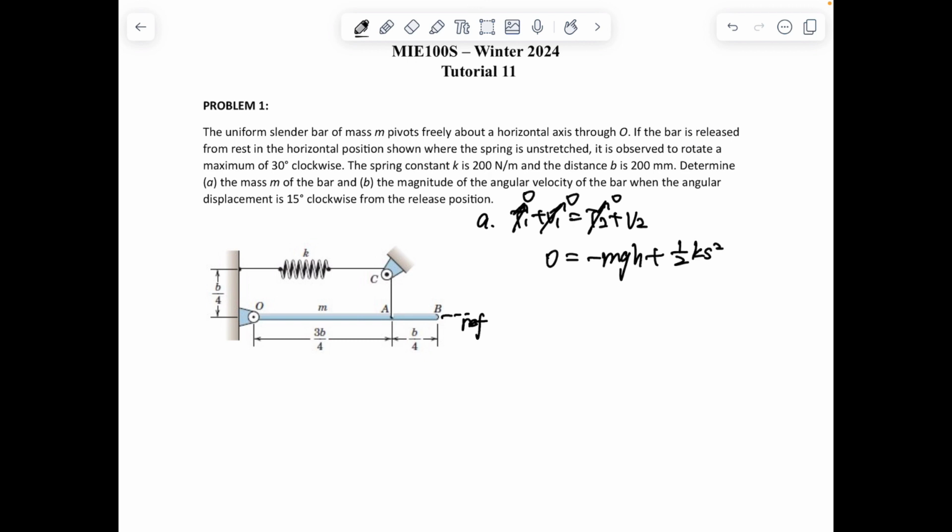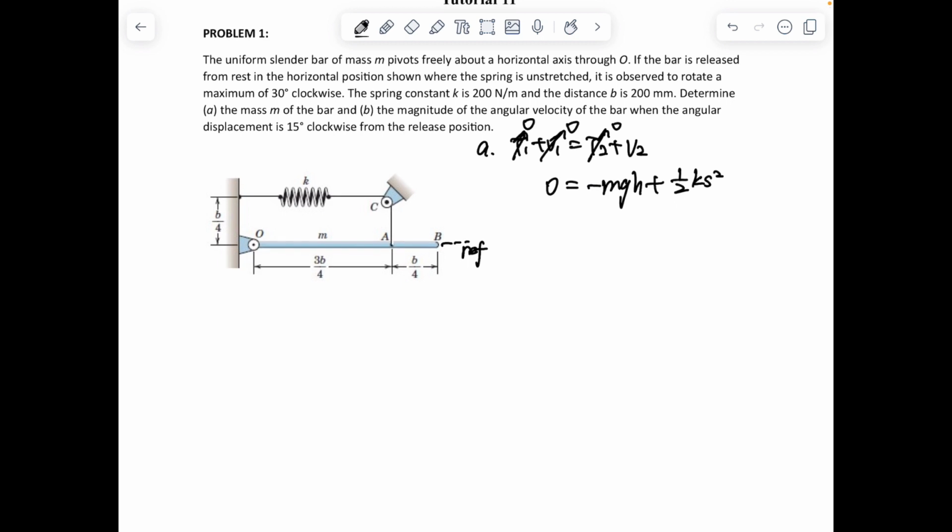S right here is the stretch of the spring. Then we can draw a brief diagram right here. Here's our theta. Here's A. We can also call this D. Here's the center of gravity. So this is H. So we can say H is equal to 1 over 2 B sine theta.